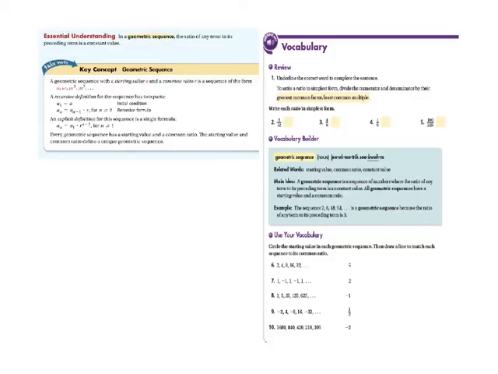Hi guys, this is lesson 7.8. Please note this key concept for geometric sequence. Please don't panic if it looks unusual to you because I will show you how to use it. First though, I want you to work through this review section.